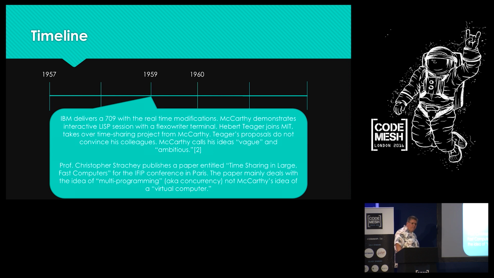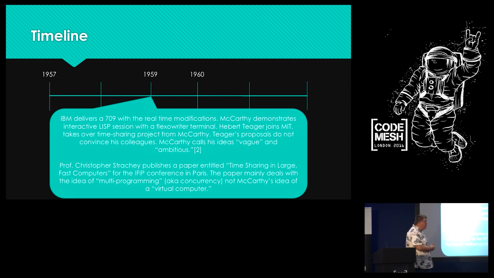So in 1959, IBM delivered a new version of their software, or their hardware, called a 709, which is also all vacuum tube. It had all these real-time modifications that they had asked for, and he demonstrates some interactive Lisp with one of his students. This is a very crude custom system.